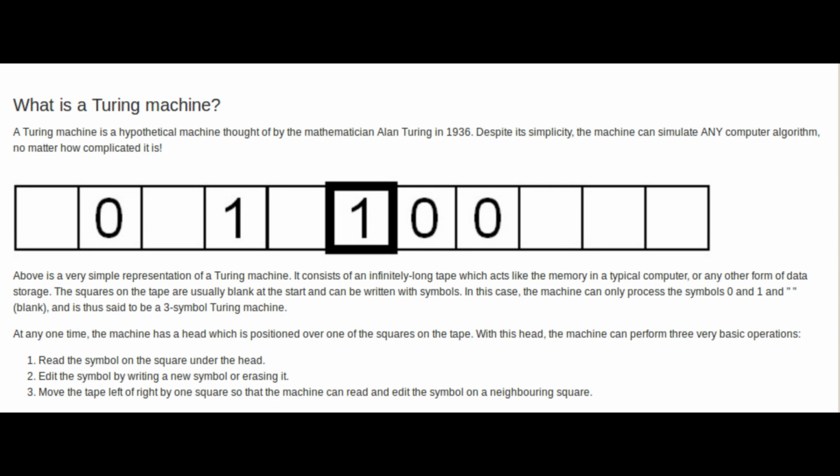So if you're talking about a Turing machine, all you fundamentally need, this is something that Alan Turing came up with way back in the day, is a tape where you can place symbols within boxes, and then you need some sort of thing that can read the boxes on the tape and then move to different places on the tape.